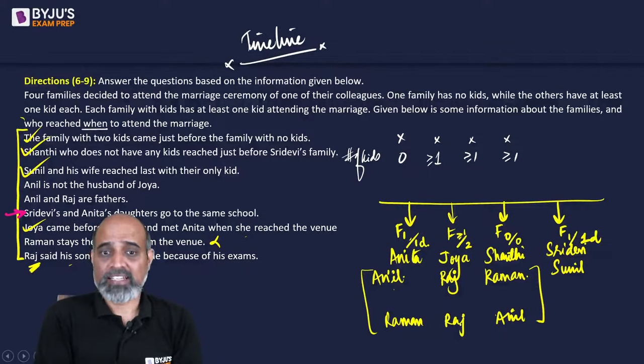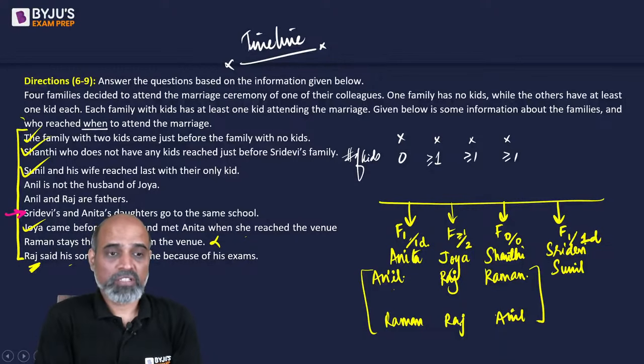Perfect. Sridevi and Anita's daughter, they go to the same school. They have one kid. Zoya came before Shanti and met Anita before when she reached the venue. So Anita arrived first. Raman stays farthest from the venue.